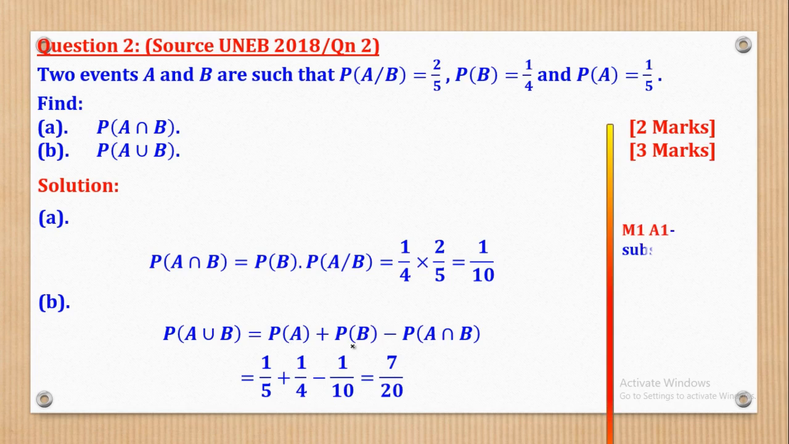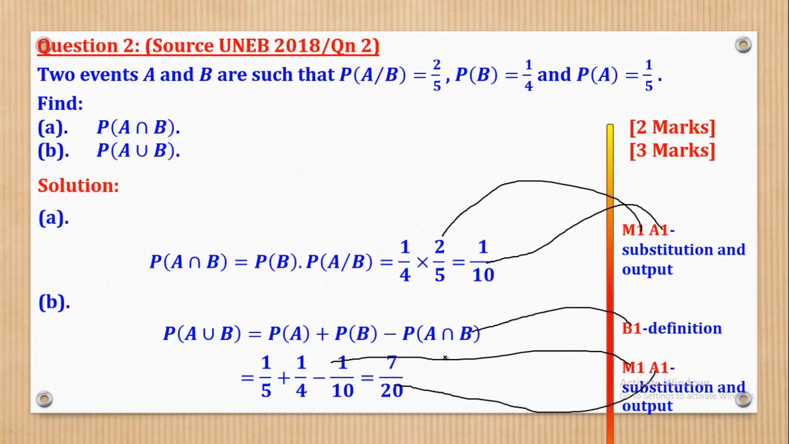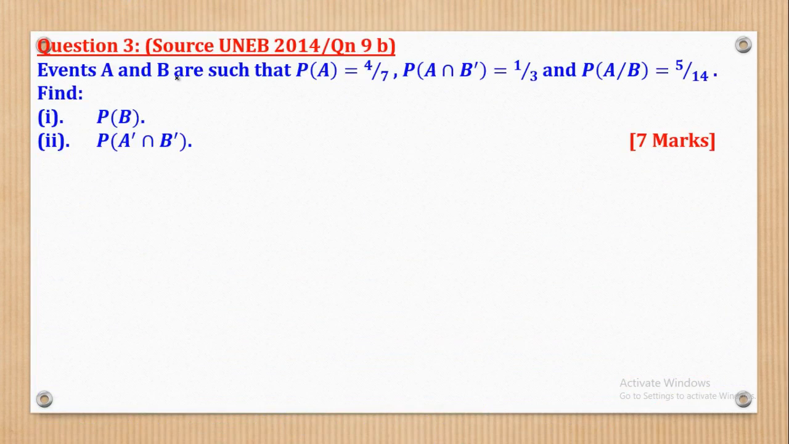So basically that's what they wanted, and now let's see how marks can be awarded. M1 for this and A1 for the output, B1 for the correct definition of the addition law, M1 for substitution, and A1 for output. So that was question 2. Now we shall go to question 3.